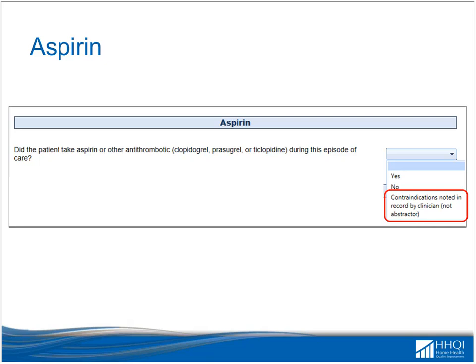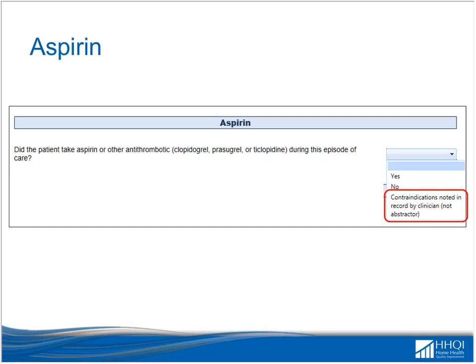It can be noted by the clinician, or it can be noted by the physician during the physician's orders, or maybe the 485, but wherever it is indicated is fine. What is not okay is for the abstractor themselves to be making this decision. The decision on the clinical aspect of the patient needs to be noted in the record during that episode of care. Another question we get is, what patients does this show up on?